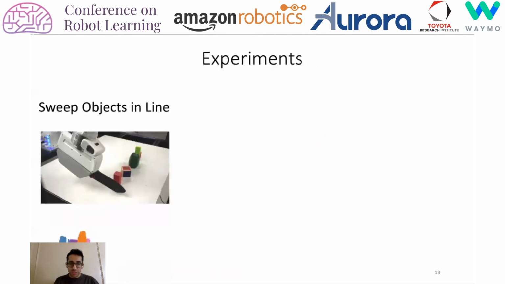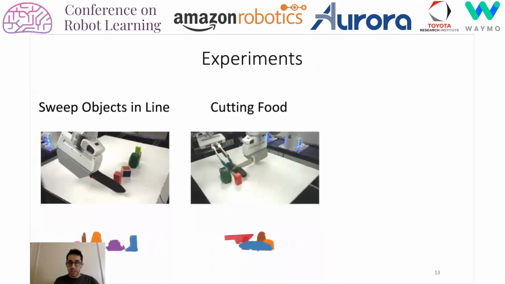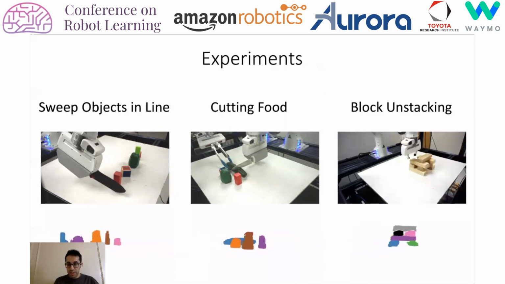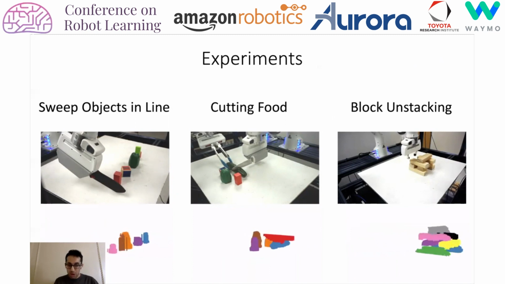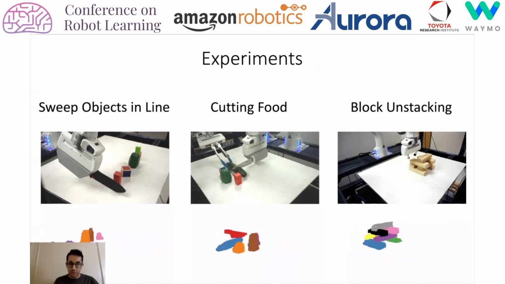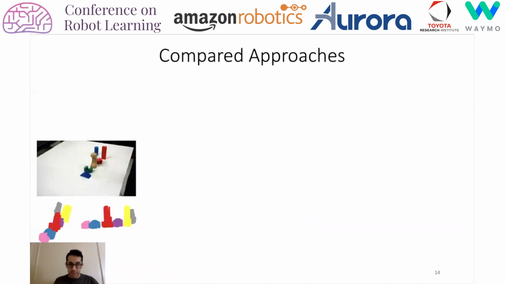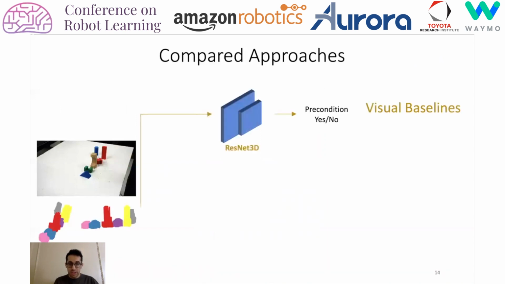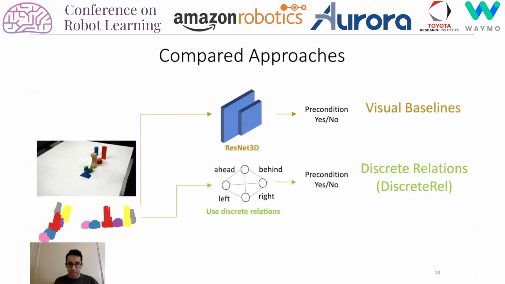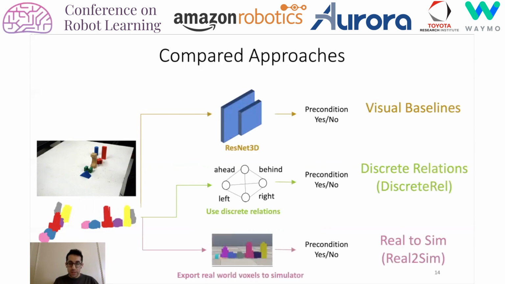We evaluate our approach on three different tasks. First, we look at the task of sweeping objects in a line. Next, we look at the task of initial pre-cutting food items. Finally, we look at the block unstacking problem, wherein the agent has to predict if removing a certain block will still result in a stable configuration or not. We compare our approach against three different methods. First, we use a precondition model that works directly on high-dimensional 3D input. We also verify the performance of directly using discrete relations. Finally, we evaluate a real-to-sim approach, which operates by importing a real-world scene into the simulator and executing the skill in simulation to see if it achieves desired outcomes.